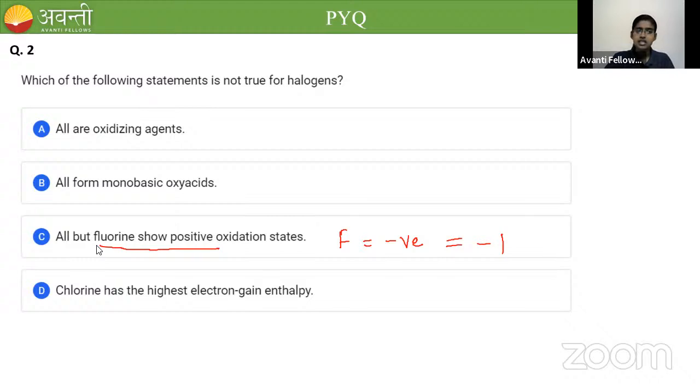So option C is incorrect for halogens. So that will be the correct answer for this.